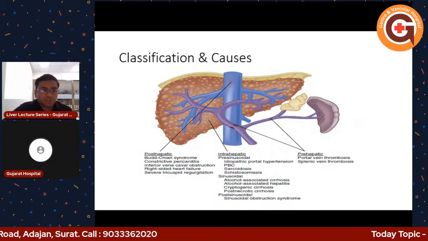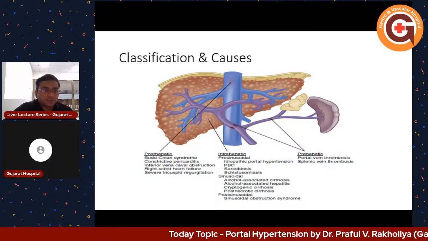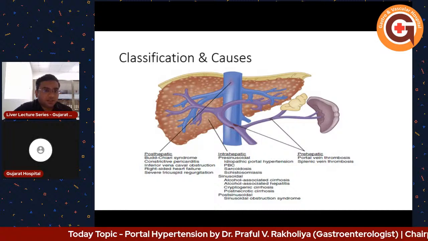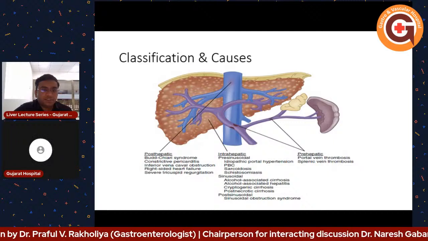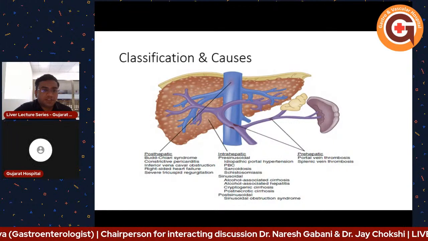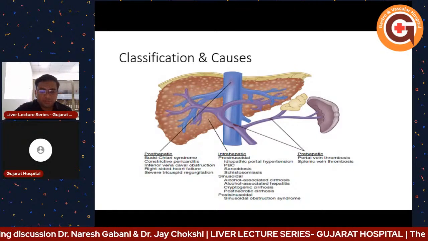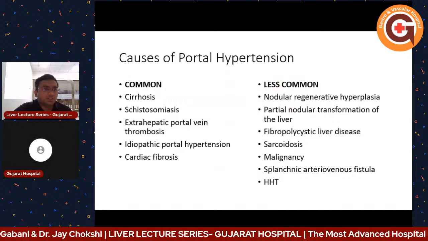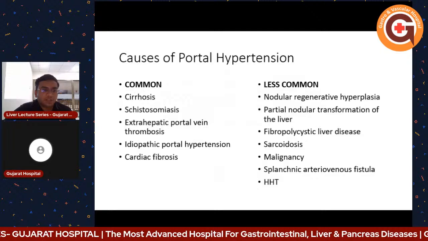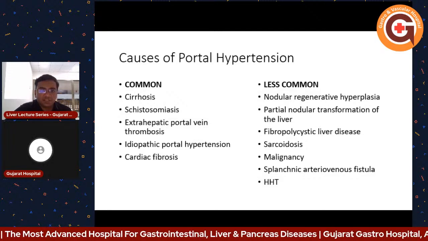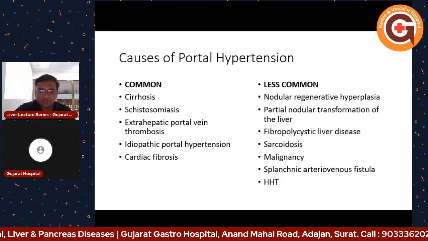There are various causes and classifications of portal hypertension. This is a classification of causes of portal hypertension. It is divided into three: post-hepatic, intrahepatic, and prehepatic causes. The intrahepatic is divided into pre-sinusoidal, sinusoidal, and post-sinusoidal causes. Some causes are more common, like cirrhosis, schistosomiasis, extrahepatic portal vein thrombosis, idiopathic portal hypertension, and cardiac fibrosis. Others are less common, like fibrocystic liver disease, nodular regenerative hyperplasia, sarcoidosis, and malignancy.